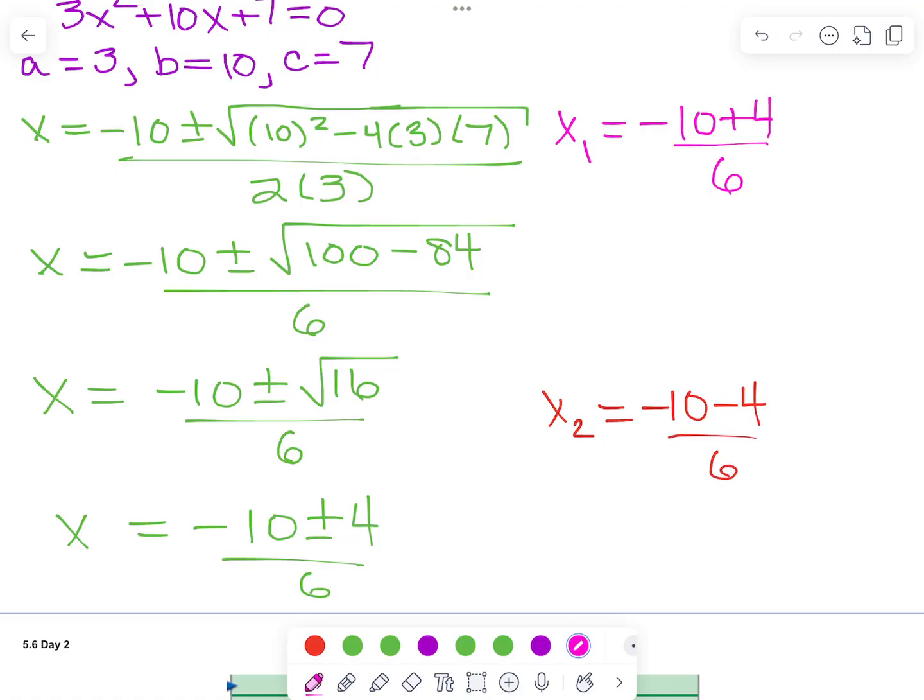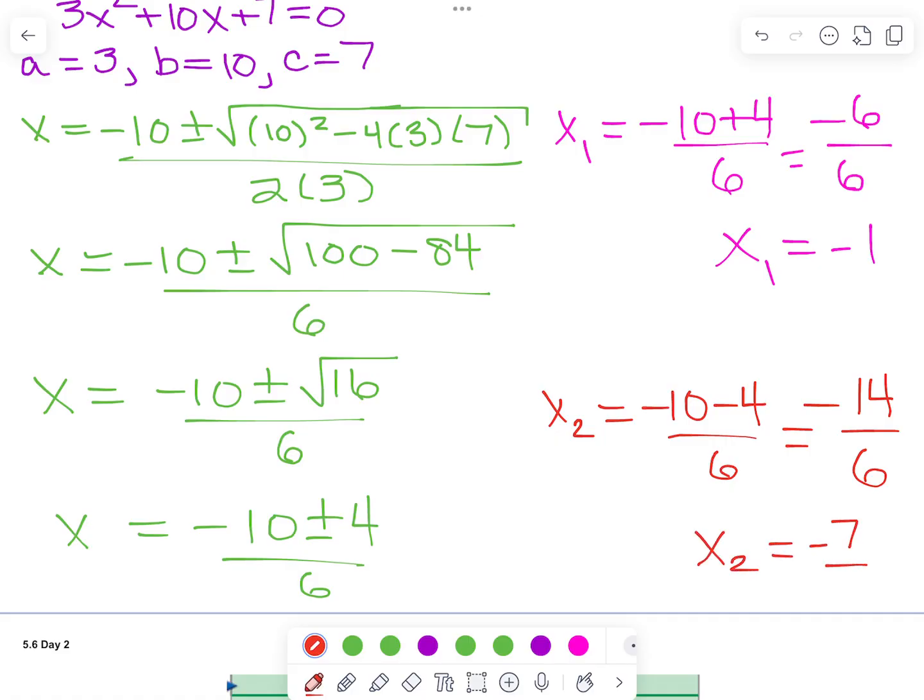All right, so let's go back to that pink one. So we're going to simplify the numerator. So negative 10 plus 4 is negative 6 divided by 6 gives that first solution as negative 1. Go back to the red. Simplify the numerator. You get negative 14 over 6. Reduce that fraction down, and you get negative 7 thirds. So there's your two answers. They're both real because our discriminant is a number greater than 0, a positive answer.